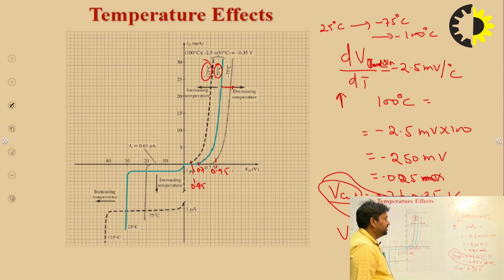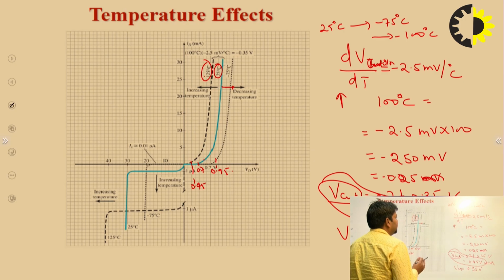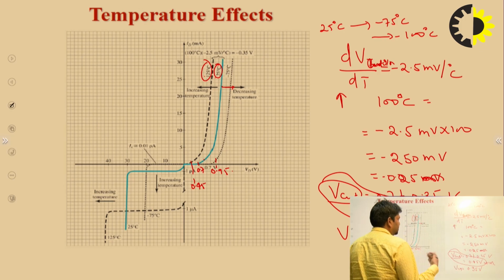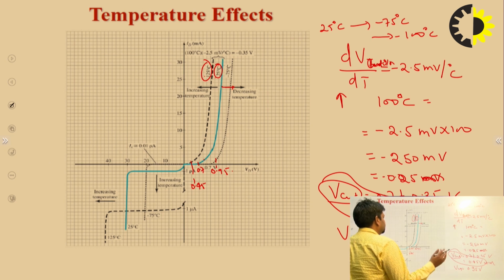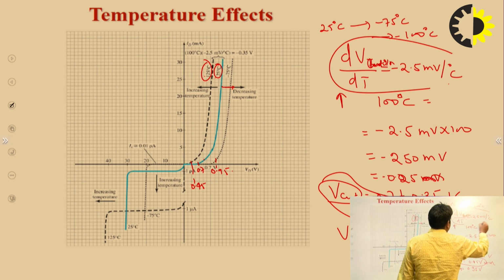So if we increase the temperature, the cut-in voltage decreases, and if we decrease the temperature, the cut-in voltage for silicon or germanium diodes increases. So an inversely proportional relationship is maintained.